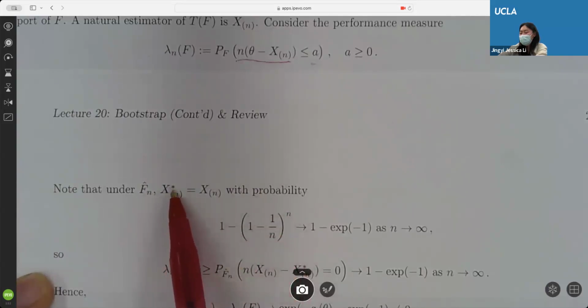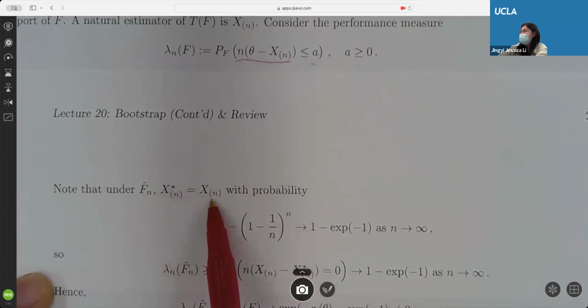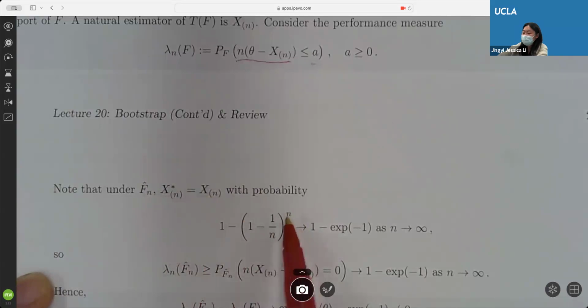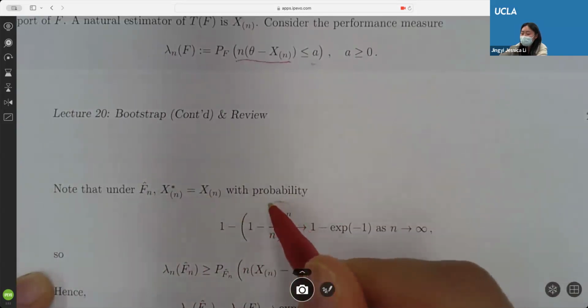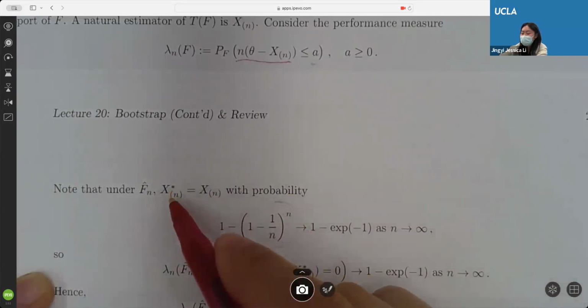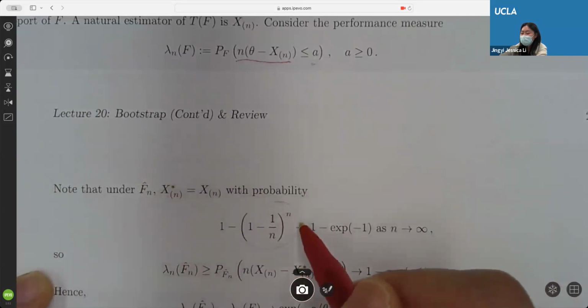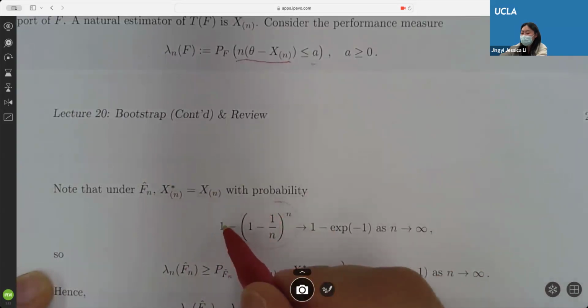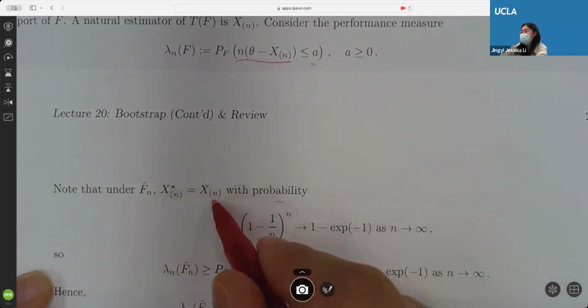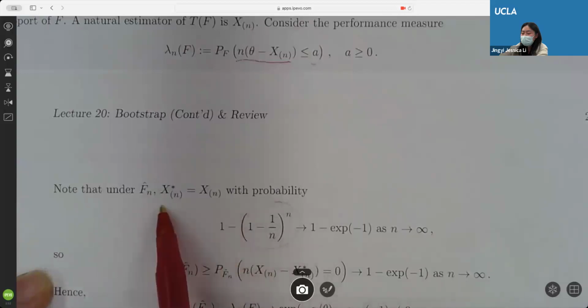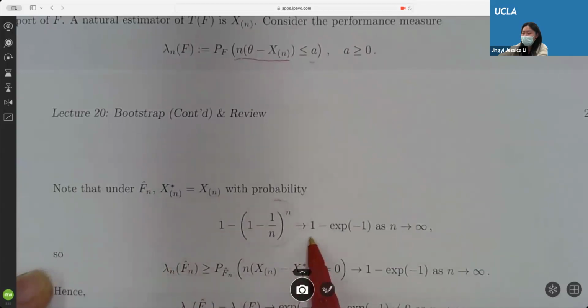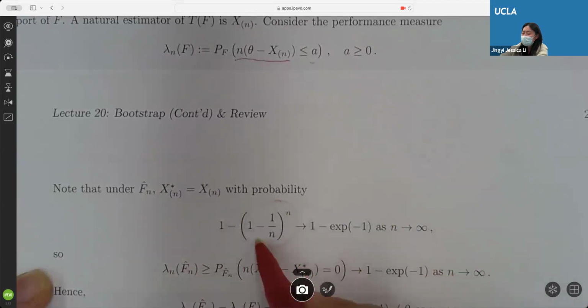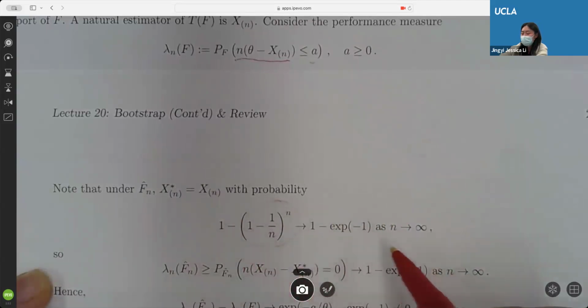The probability of not taking the maximum is 1 minus 1 over n, and if none of the n hypothetical samples takes the actual maximum, then that is this probability raised to the power n. Taking 1 minus that means at least one of them is the maximum, right? So this happens with probability converging to this limit. And we know that (1 minus 1 over n) raised to the power n converges to e to the minus 1.